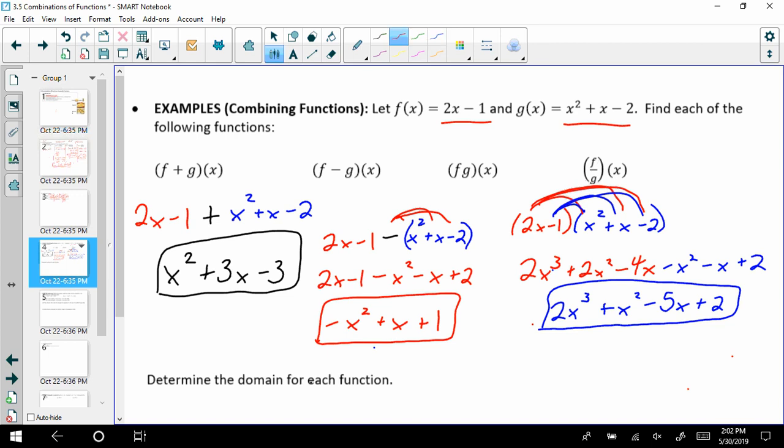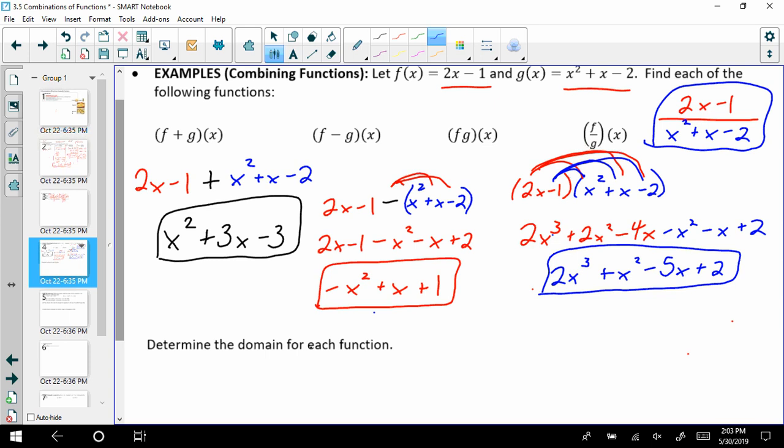And the last one wants me to divide them. So I'm going to take f divided by g. Now you'll like this. I can't do anything with this, so that is the answer. That cannot be simplified. I can't cancel or reduce anything.